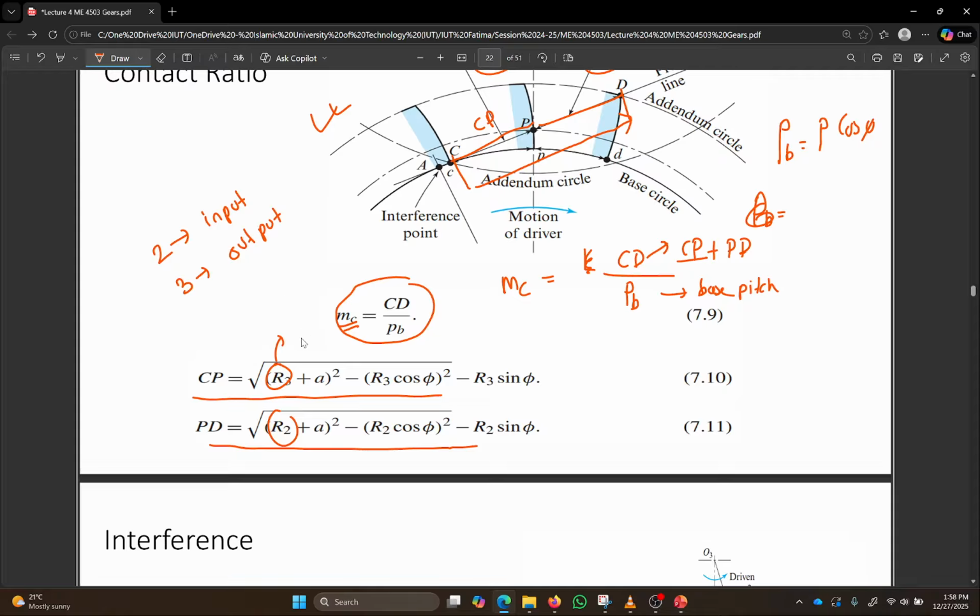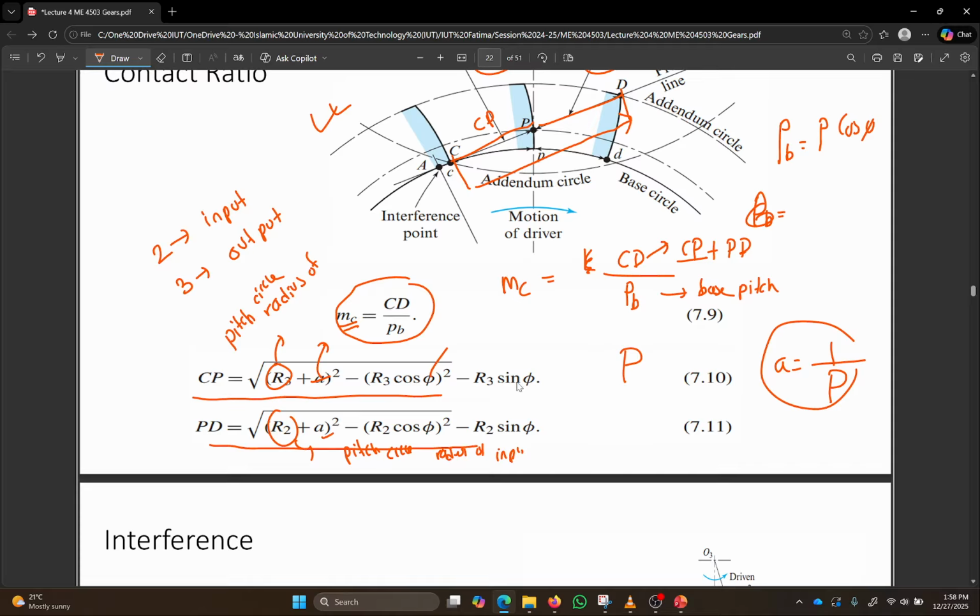R3 refers to the, I told you, there is no subscript, right? So radius, basically pitch circle radius of the output gear. R2 is the pitch circle radius of the input. Phi is the pressure angle, A is the addendum. Like I told you, whenever two gears mesh, their diametral pitch must be the same, and A was 1 by P. If their diametral pitches are the same, their addendum must also be the same. So A is the addendum.